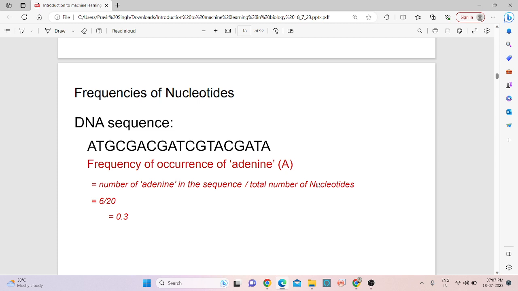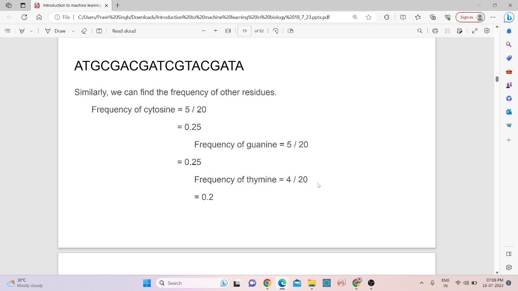The number of adenines in this DNA sequence is 6. The total number of nucleotides is 20. So the adenine frequency is 0.3. Like that, you can get the frequencies of different nucleotides, and then you can use these as domain attributes in the machine learning algorithms.